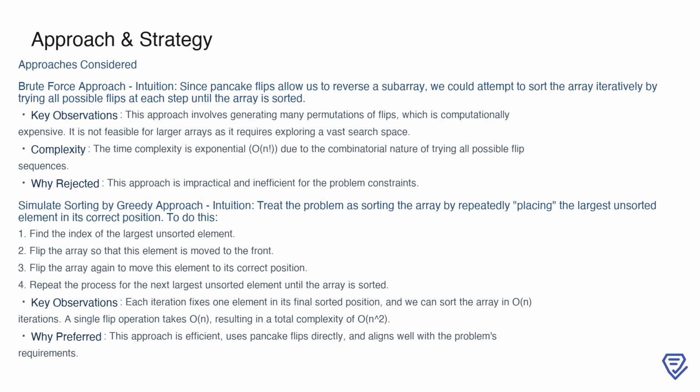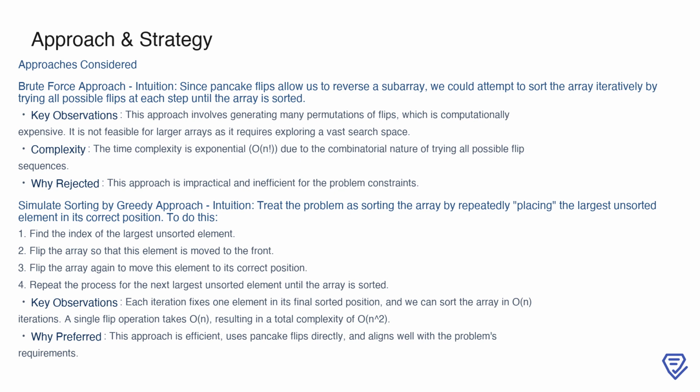To tackle the pancake sorting problem, let's first discuss some approaches we considered. One option is the brute force approach. The intuition here is that since pancake flips allow us to reverse a subarray, we could try to sort the array by exploring all possible sequences of flips. However, this involves generating a vast number of permutations of flips, which leads to an exponential time complexity. This makes the brute force method computationally expensive and impractical for larger arrays. Given the problem constraints, this approach is simply not feasible.